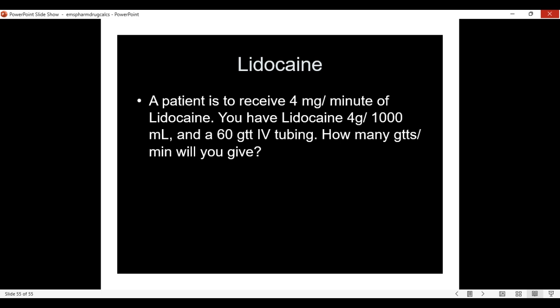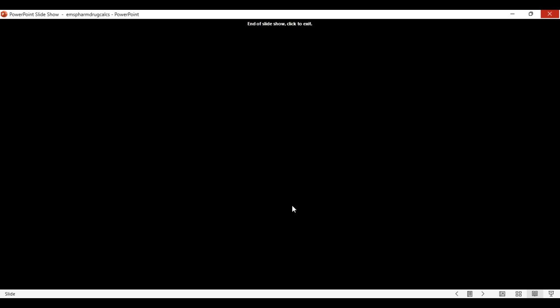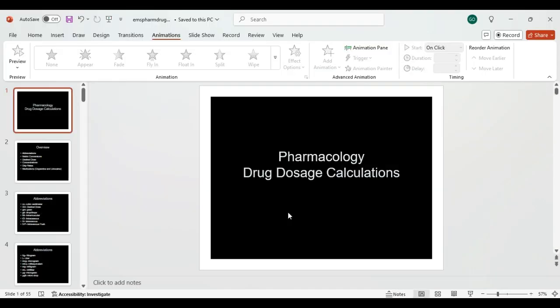And we're using 60 drops. So we can go ahead and use the clock method again. So 4 times 15 would be 60 drops. Or we could use the math as well. 4 times our 60 drop set is 240, and then we're going to divide it by 4, which would be 60, right? 60 drops a minute. All right, so that ends the calculation.